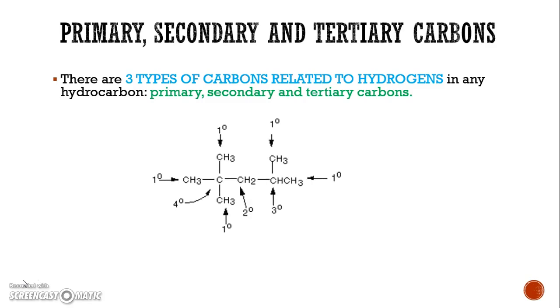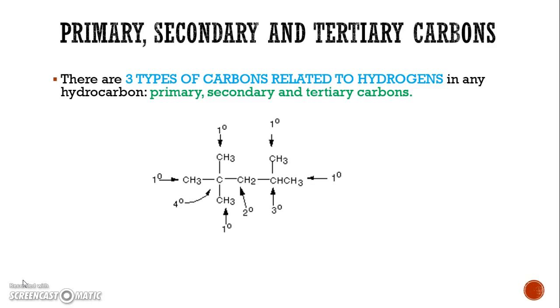As you can see in this example, all the carbons that are at the end of the chain are primary carbons because they are only related to one other carbon. And they are also related to 3 hydrogens. If you take the middle chain, the third carbon is related to 2 carbons and to 2 hydrogens. Therefore, this is a secondary carbon, and those are secondary hydrogens.